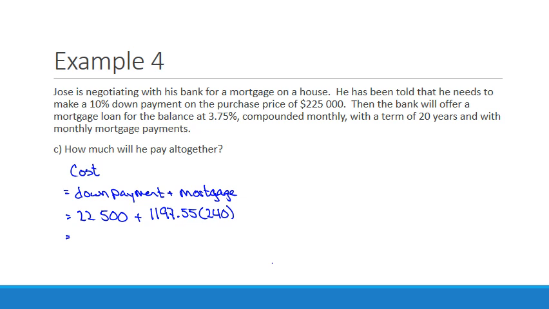So we're going to put these values together, and then you end up getting $309,912. Okay? And that's how much he paid altogether for his house, even though the list price was $225,000. Once all the interest kicked in, he paid a lot more than that.